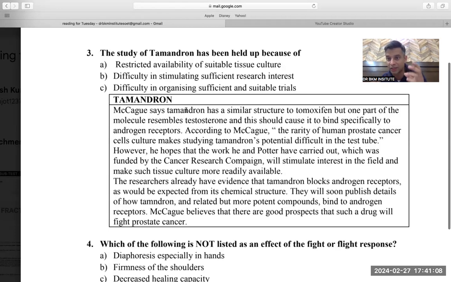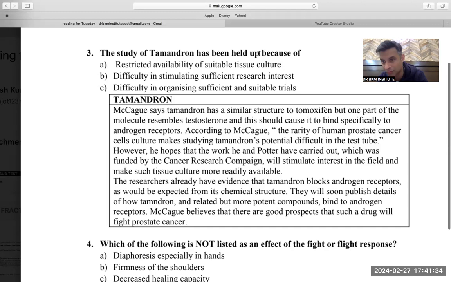How does a drug work? A drug has a similar structure to our hormones, so it binds with the site. Where testosterone was supposed to bind with the androgen receptors, temodrone binds to it. According to McGay, the rarity of the human prostate cancer cell culture makes studying temodrone potential difficult in the test tube. So the question is, why was the study of temodrone stopped?